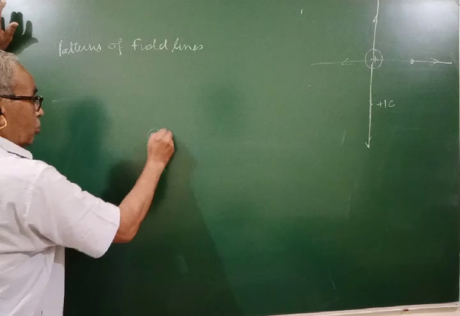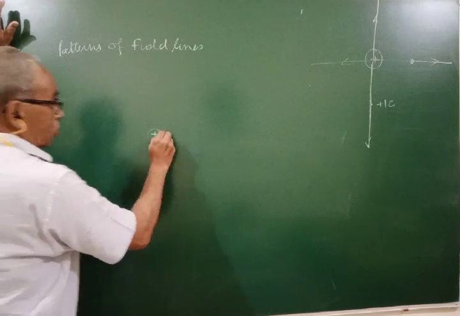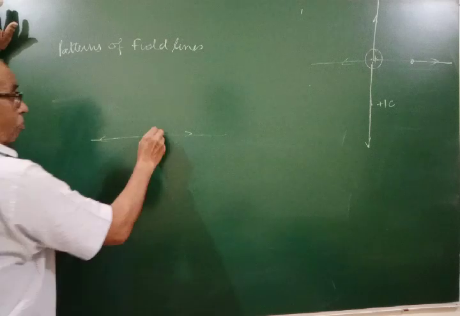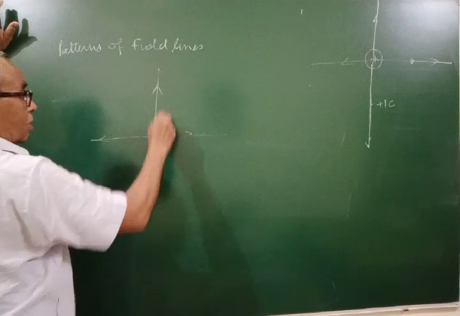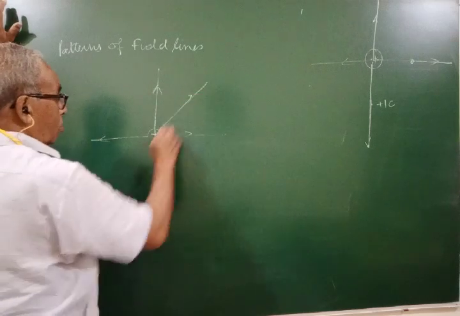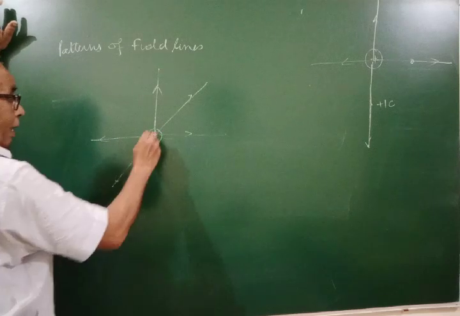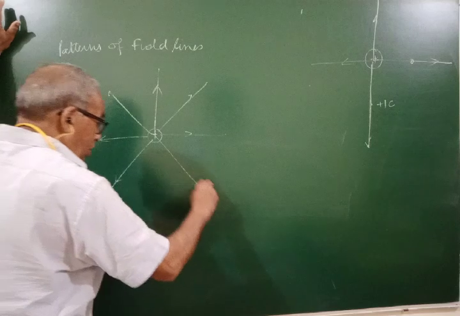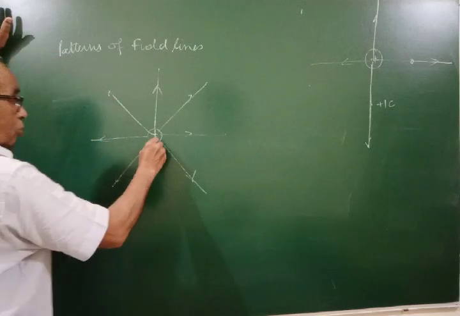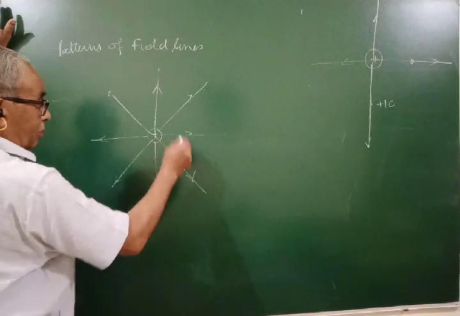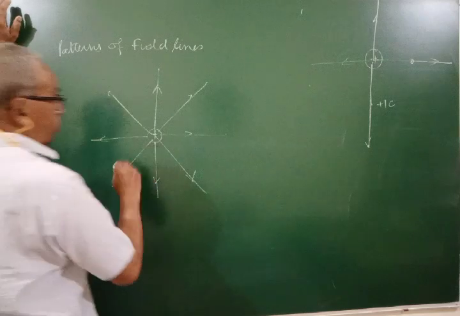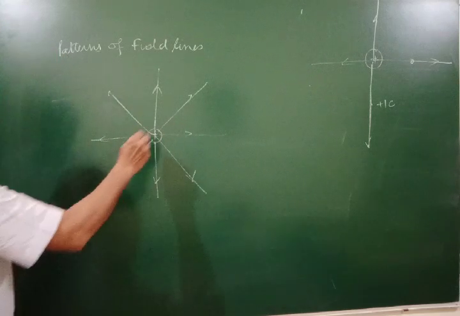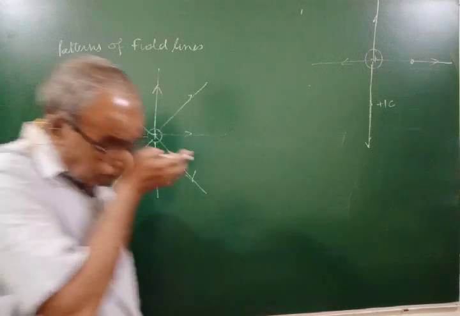Suppose here it is a point positive charge. So field lines will originate from it and go towards infinity, and you know from the formula that the magnitude of electric field due to charge Q is 1 upon 4 pi epsilon naught, Q upon R square. So when R is infinite, field will be 0. So this is the pattern of field lines due to a point positive charge.